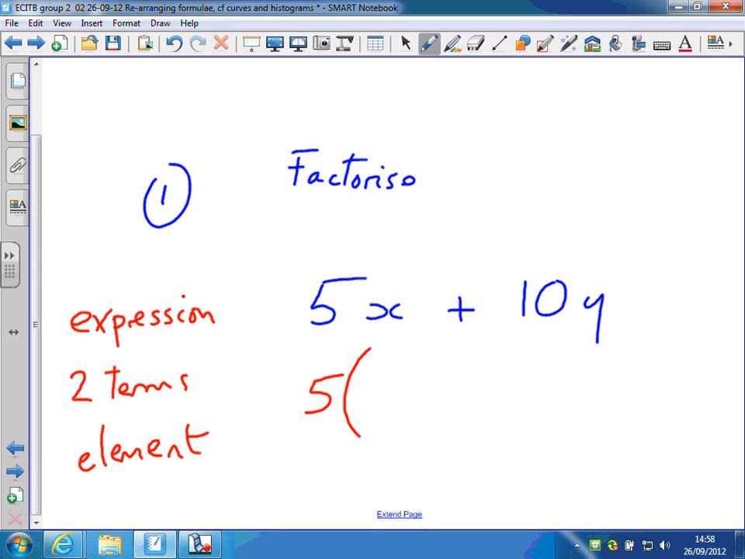And now the only question to ask myself is, what have I got to times the 5 by to get back to 5x? X. 5 times x gets me back to my 5x. Remember, x is a number. 5 times that number x, whatever it is, gets me back to 5x. Plus, what have I got to times 5 by to get back to 10y? 2y. 5 times 2 is 10, so 5 times 2y is 10y. 10 times whatever y is. So that's now factorized. So this process, going from there to there, is called factorize.